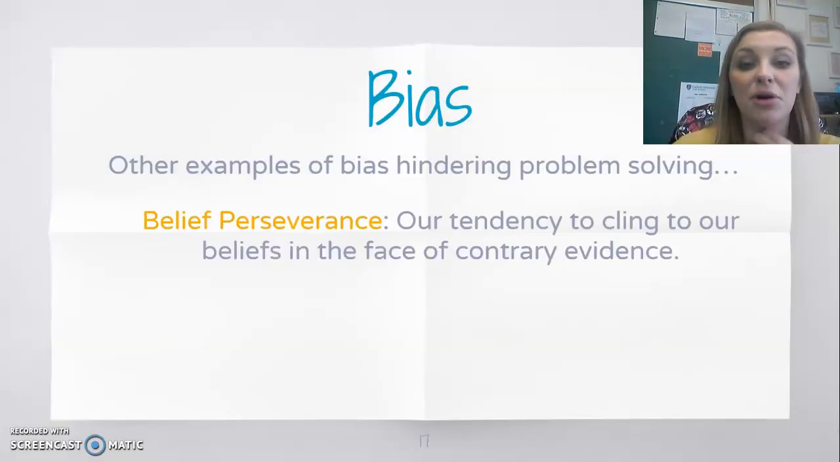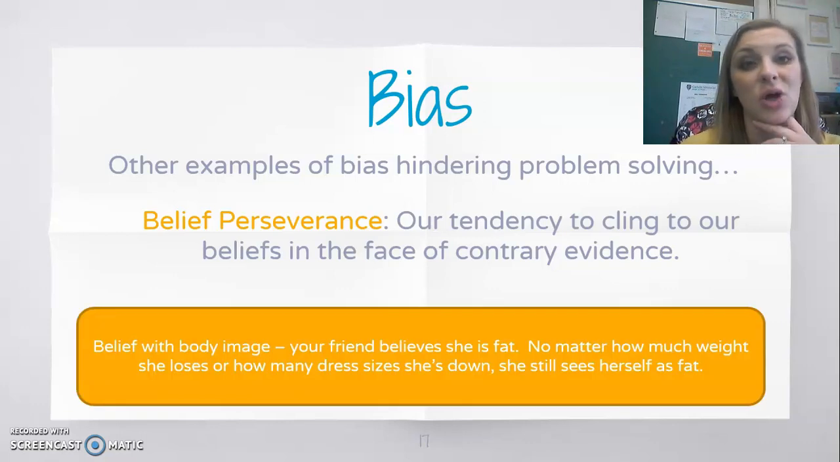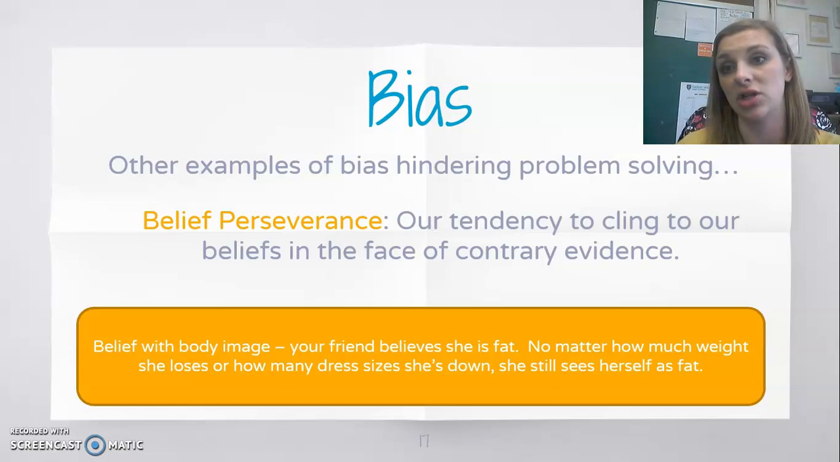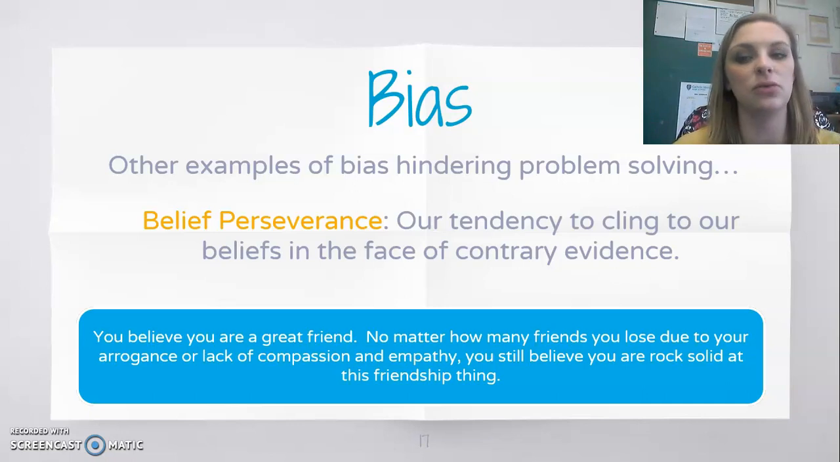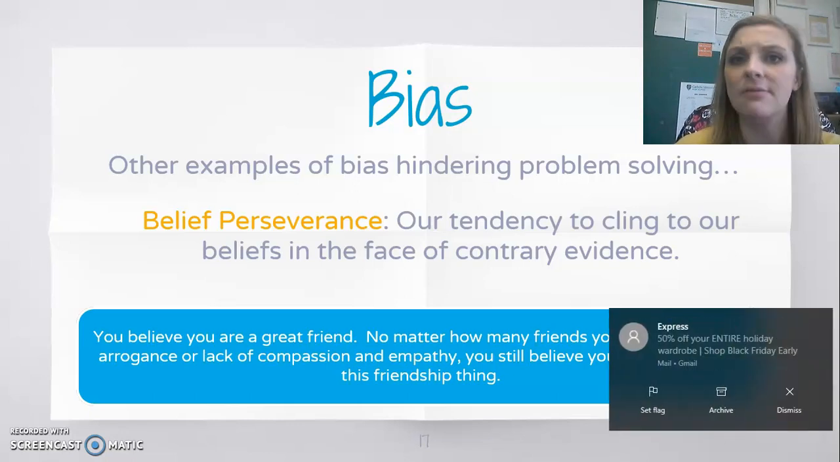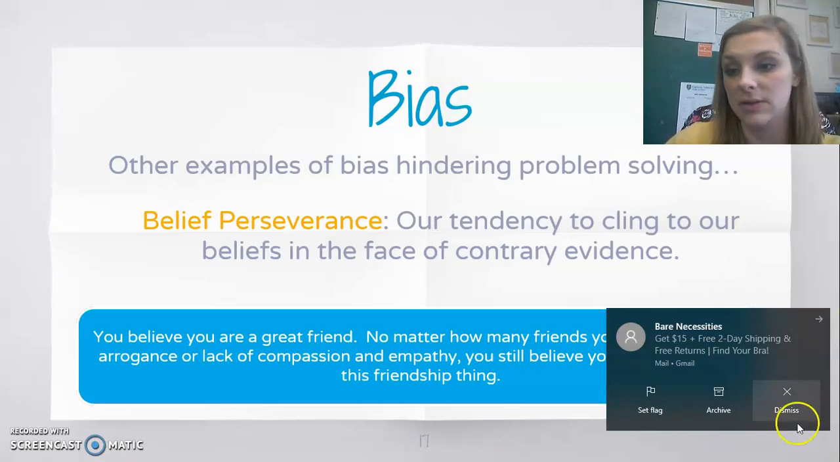And then finally, we have belief perseverance. Belief perseverance is our tendency to cling to our beliefs even if we are given contrary evidence. So body image. If your friend believes she's fat, no matter how much weight she loses or how many dress sizes she's down or how many times you tell her that she's not fat, she still sees herself as fat. That's belief perseverance. Another one, if you believe you are the greatest friend in the world, but no matter how many friends you lose because you're arrogant or because you lack compassion, you still believe that you are a rock solid friend, okay? That's belief perseverance.